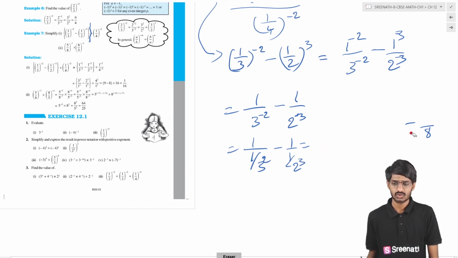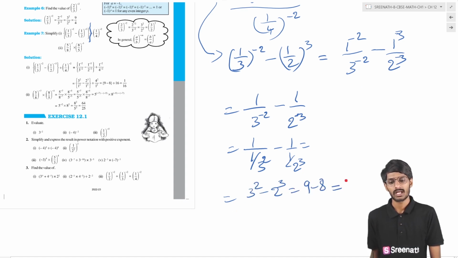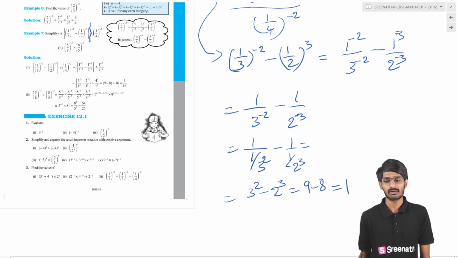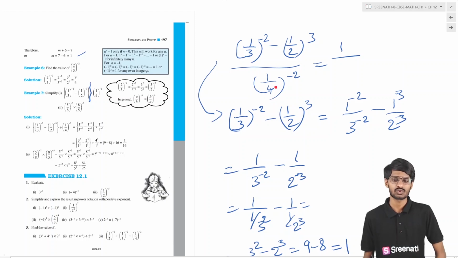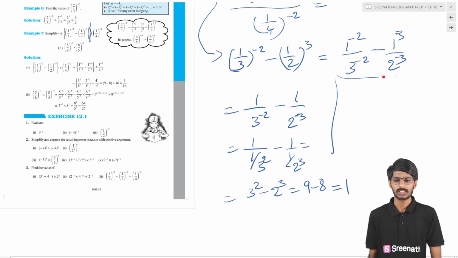So this will change students. I have forgotten the minus symbol. So it will become 3 square minus 2 cube, which will become 9 minus 8, whose value is 1 students. So this is the value of the numerator. So that is equal to 1 divided by 1 by 4 power minus 2 now students. So now we will solve the denominator.